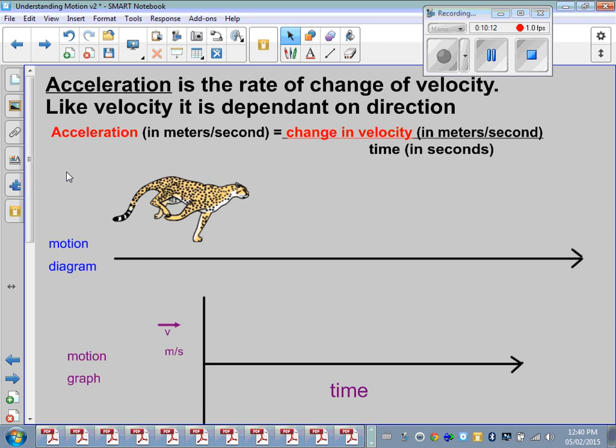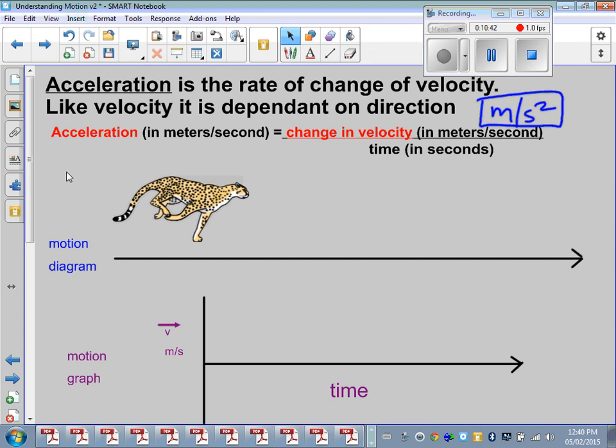That is what's referred to as acceleration. It's the rate of change of velocity. And like velocity, it's dependent on direction. So it is meters per second per second. It's the rate of change of velocity every second. So it's your meters per second for velocity divided by seconds again. And the unit for that is sometimes shown as meters per second squared. Not meters per second, meters per second squared.